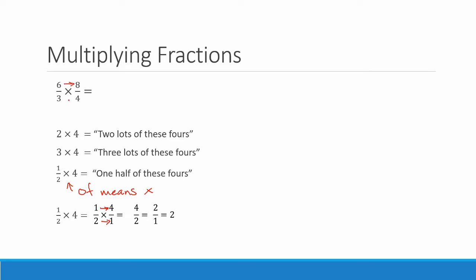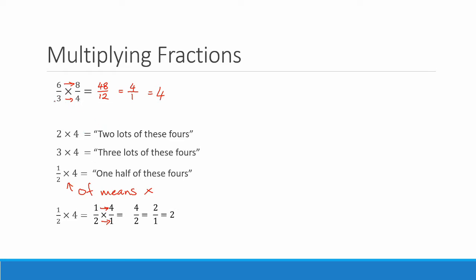So let's now deal with this top one. We multiply across. 6 times 8 is 48, and 3 times 4 is 12. Now we can simplify this because there is a common factor here. The highest common factor is in fact 12. We have 1/12 and 12 down the bottom. And at the top here we have 4. And remember, anything over 1 is itself. So our final answer here is 4. So 6/3 of 8/4 is 4.